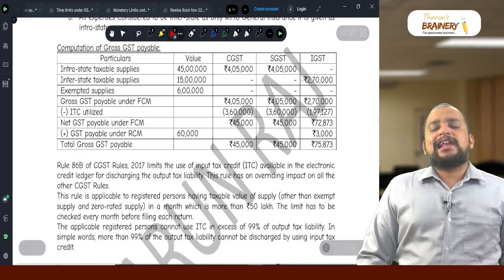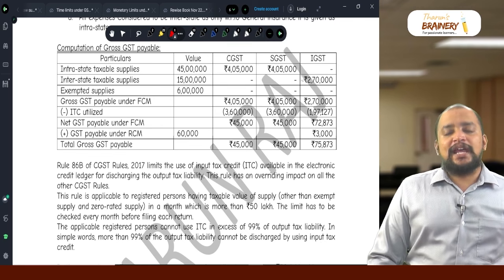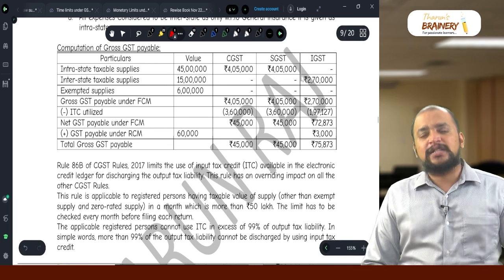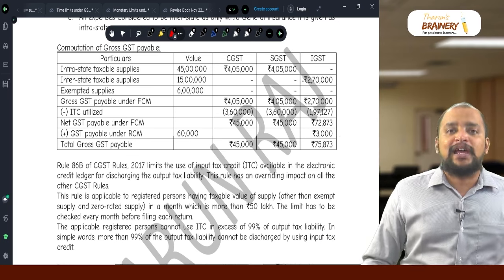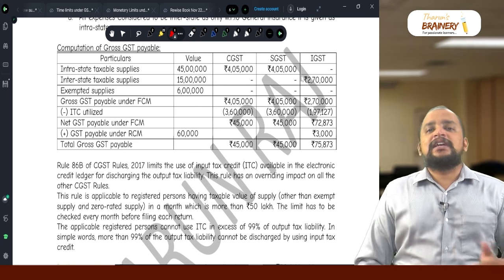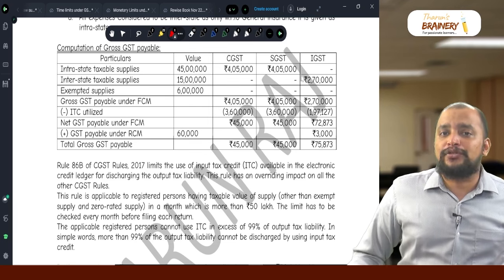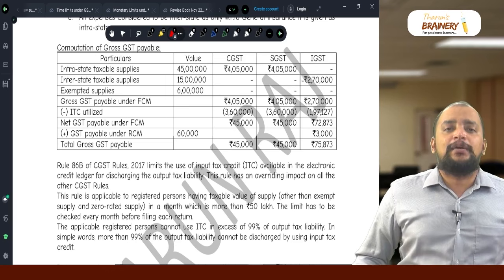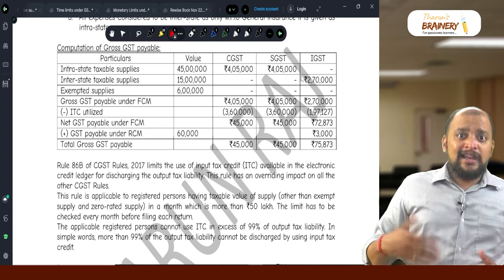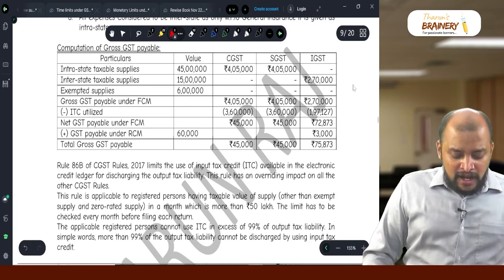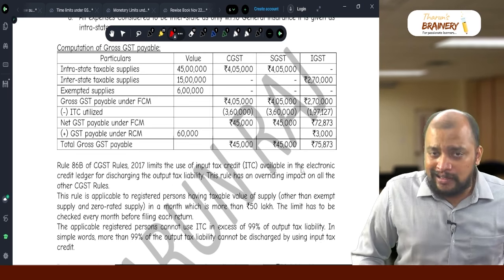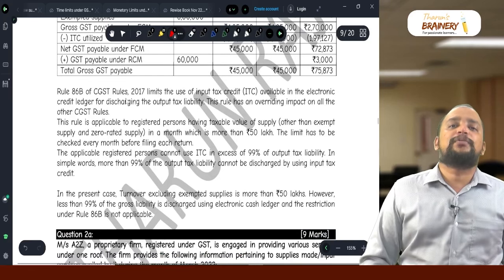So actually they are asking about the provisions of Rule 86B. As per Rule 86B, whenever the turnover in a month exceeds 50 lakhs, and in this case turnover, excluding exempted supplies, exceeds 50 lakhs, definitely 86B is applicable. As per 86B, 99% of the liability can only be paid through the electronic credit ledger and 1% of the liability should be paid through the cash ledger. But in this case, whatever credit we have is less than 99%, so definitely we will pay 1% of the liability through the cash ledger only. Therefore 86B need not be applied in this case, but you need to write about that information about 86B.